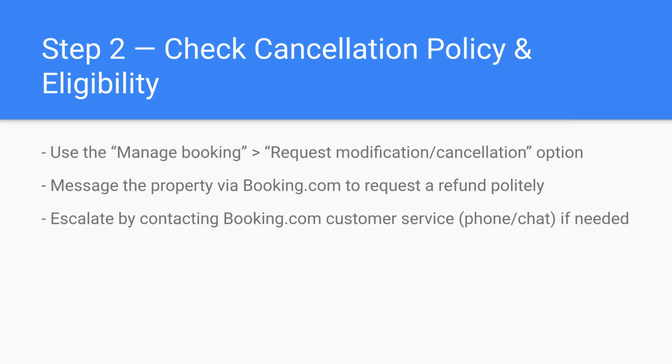Use the Manage Booking option to request modification/cancellation. You can message the property via Booking.com to politely request a refund. If needed, escalate the issue by contacting Booking.com customer service via phone or chat.